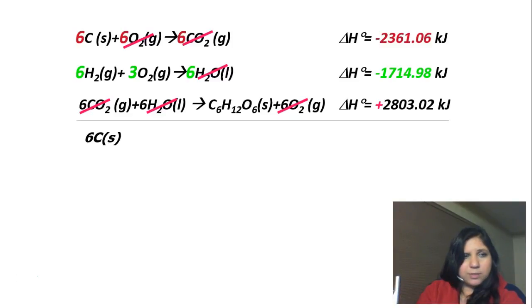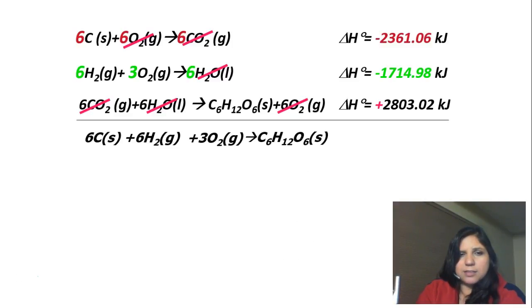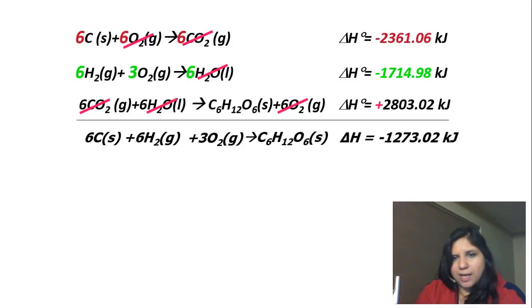So what's left over? We have 6 carbons, 6 hydrogens, 3 oxygens left, and 1 glucose. And then we'll add these together. Okay, so that should come out to be the same. Here, again, we're looking at decimal places for significant figures. 1, and that's the original amount of decimal places.